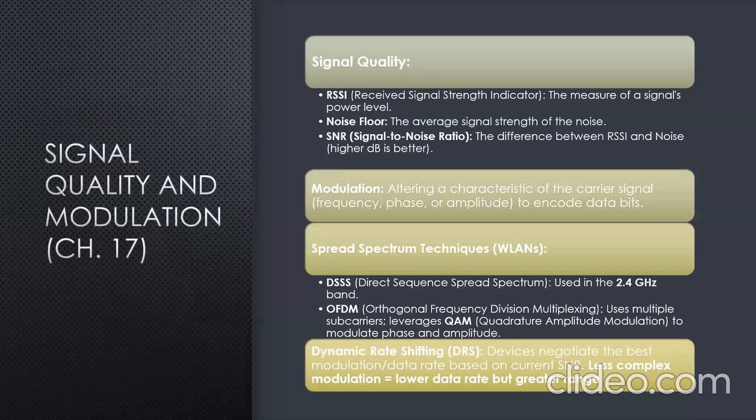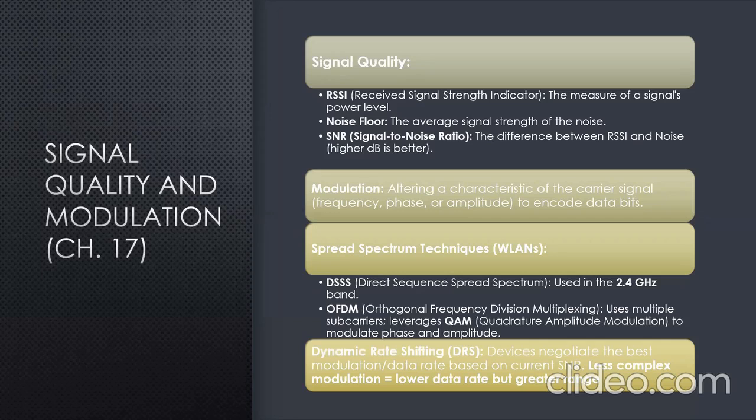And lastly, about Chapter 17, we have signal quality and modulation. About the signal quality, we have RSSI, received signal strength indicator, the measure of the signal's power level. We also have the noise floor, the average signal strength of the noise. Then we calculate the SNR, signal-to-noise ratio, which is the difference between RSSI and noise floor. And we have modulation, which is altering a characteristic of the carrier signal, frequency, phase, or amplitude, to encode data bits.